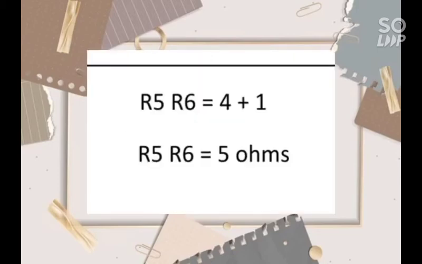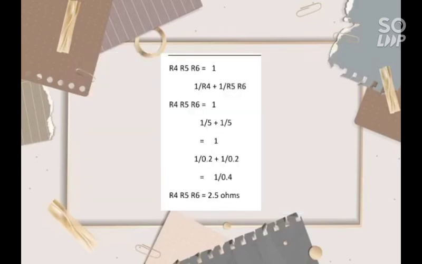Before we begin with the second set, we will first solve for the total ohms of R5 and R6. So 4 plus 1 is equal to 5. Therefore, the total of R5 and R6 is 5 ohms. Let's come now to the second set, which is R4, R5, and R6. Just like what we did in the first set, we will put the corresponding number of ohms given in the problem. It will be 1 over 5 and the other one will be 1 over 5 also.